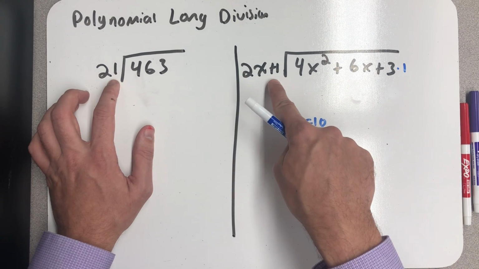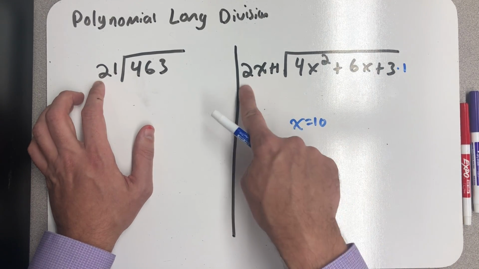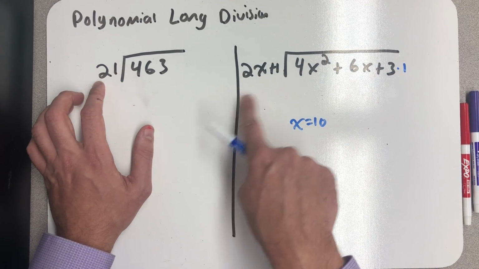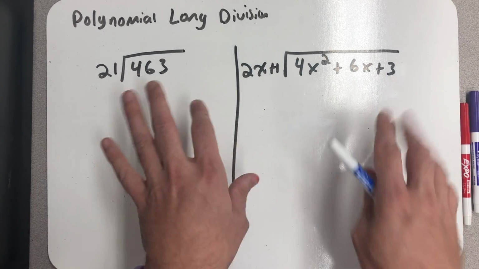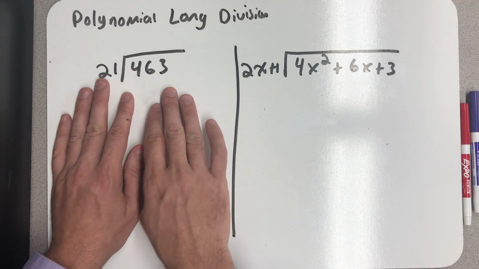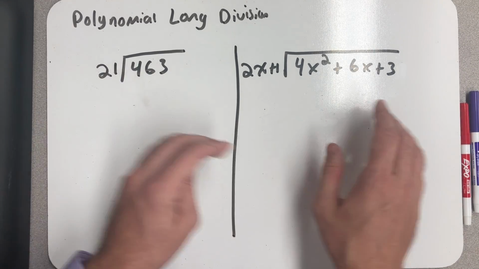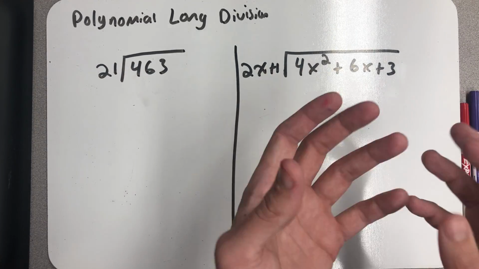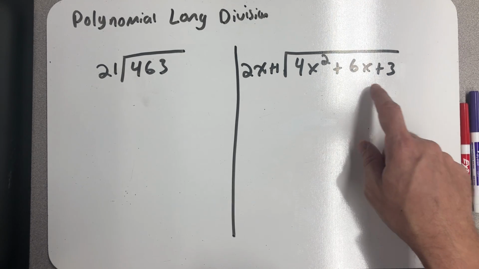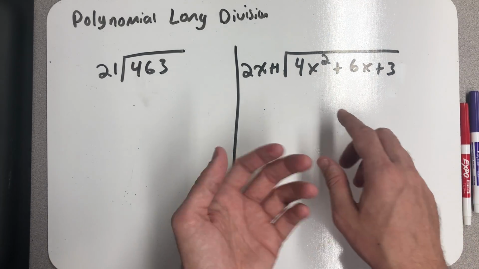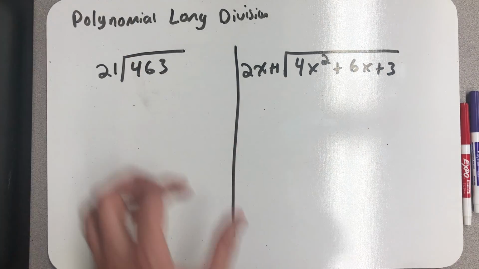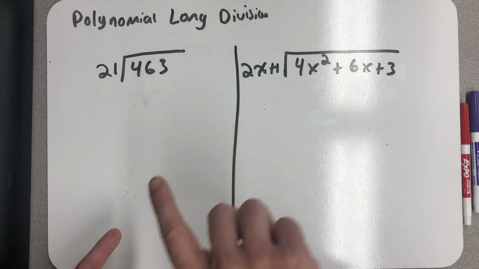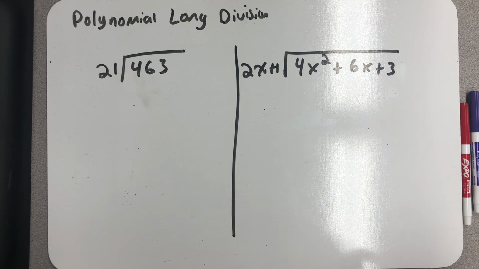2x plus 1: if x equals 10, it's 2 tens plus 1, and I get 21. And so there's some natural connection between these two things. Here I'm thinking place value, ones, tens, hundreds. Over here I need to be thinking powers of x. I have the constant term, a linear term, and a quadratic term: degree 0, degree 1, degree 2. So let's divide these two whole numbers and then see if we can think of a way to divide these two polynomials.